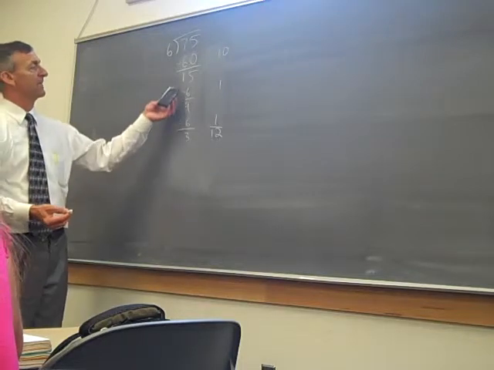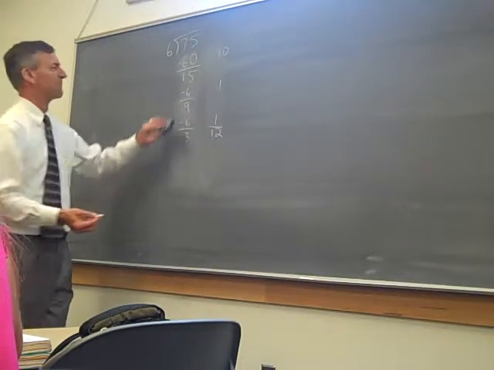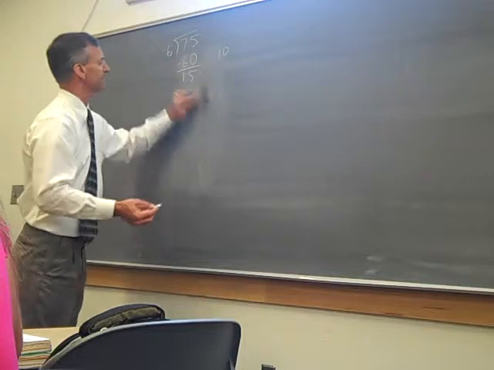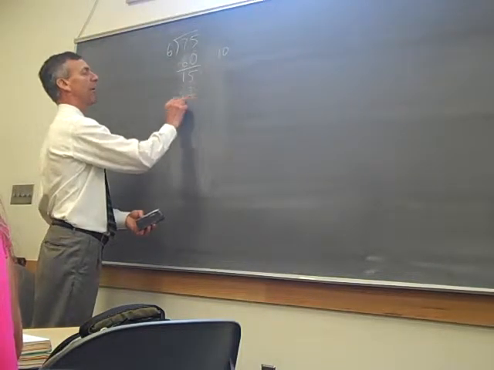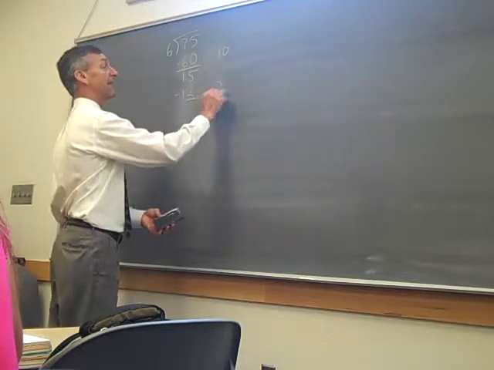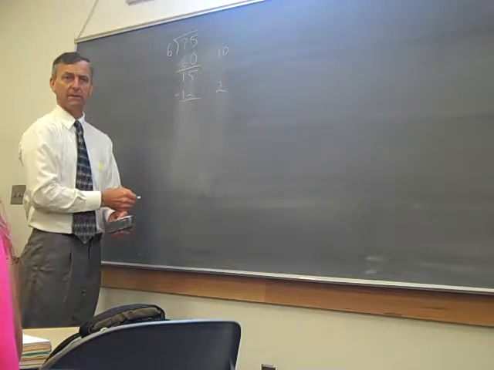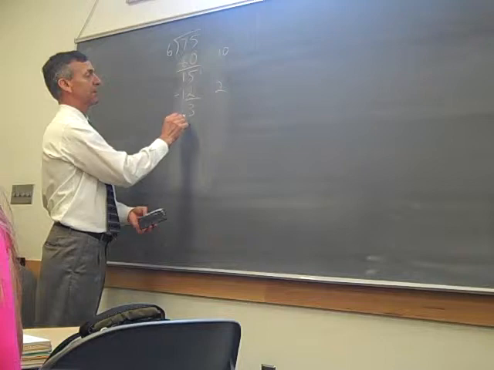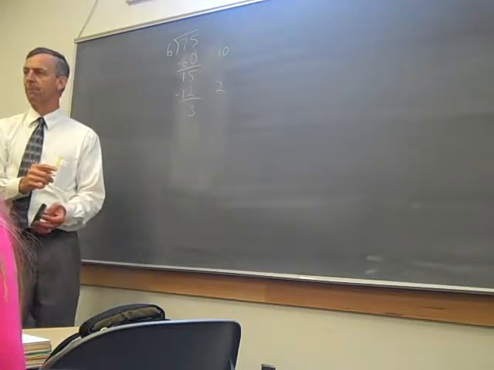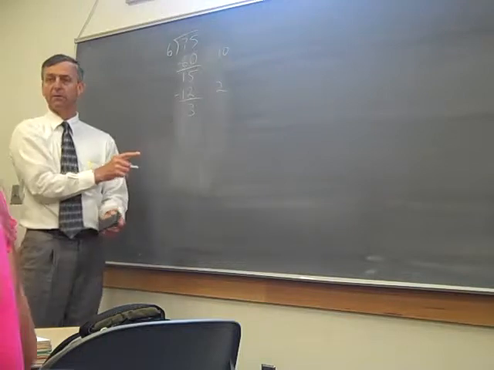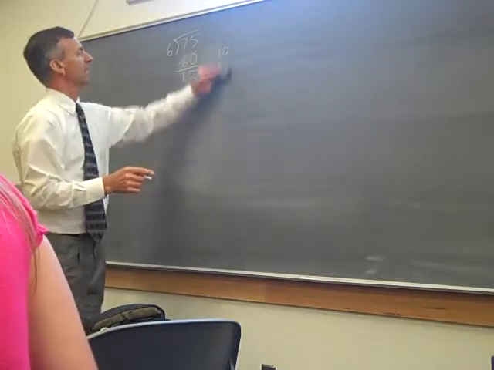Now notice I took out these 6s separately, but I could have done this. I know that 6 times 2 is 12. That's taking 2 of them out, right? And that leaves a 3 left, and so now my answer is 10 and 2, plus a remainder of 3.